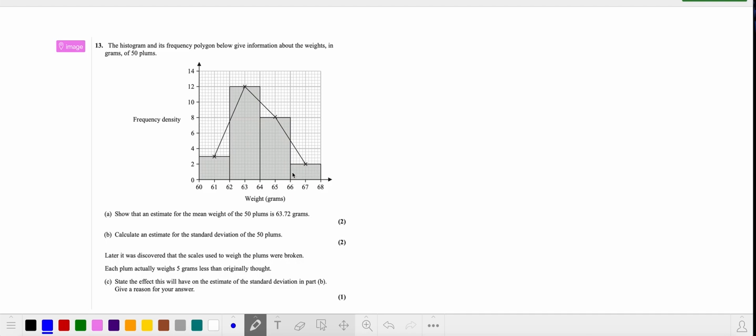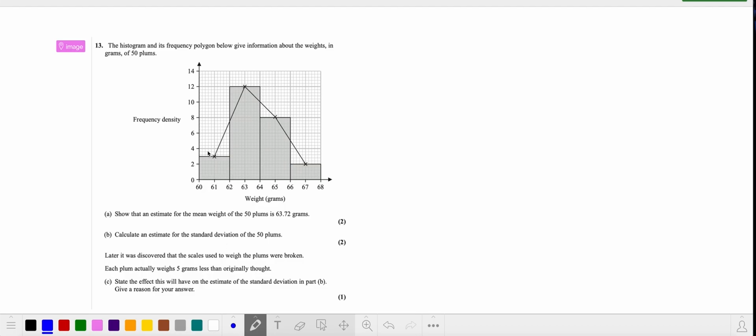Remember, the area of the bar is proportional to the frequency. It might not be identical to the frequency. So we need to know the frequencies for each group so that we can calculate our estimate of the mean. So let's just work those out first.